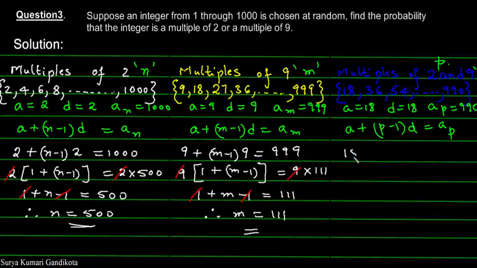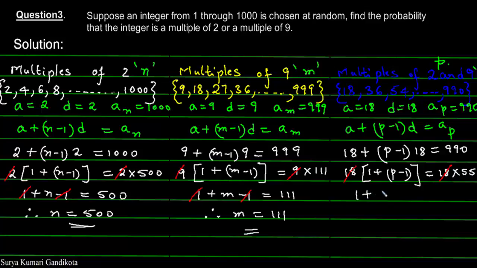So a is 18 plus, we have to find p, so we don't know that, and d is 18, equal to 990. Now I can see 18 common throughout, so I shall write 18 outside. 18 into 1 plus p minus 1 bracket closed is equal to 18 into 55. Now we can cancel 18. Therefore, we have 1 plus p minus 1 is equal to 55. Again cancelling 1, we get the value of p as 55.